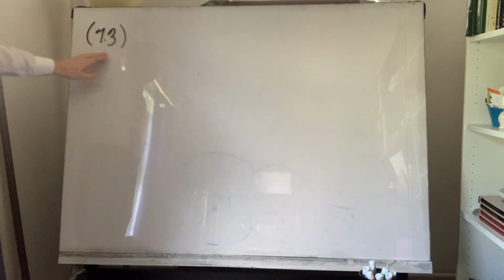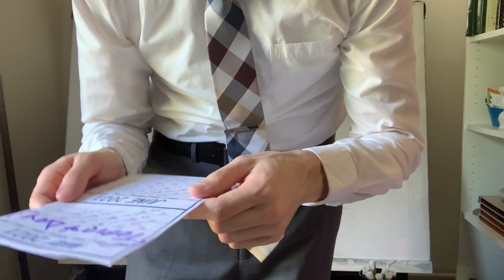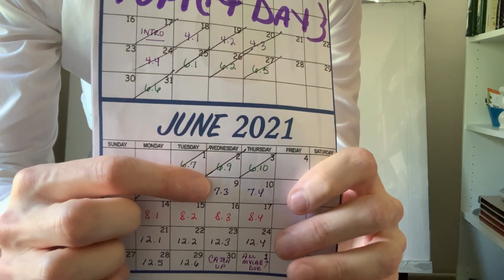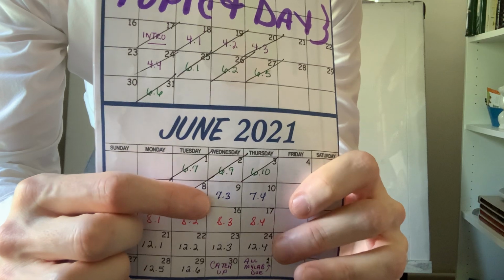Hello again, folks, in 114. Today I'm going to be covering section 7.3. The calendar for today. Let's see, today is Wednesday, June 9th. So we are covering section 7.3.